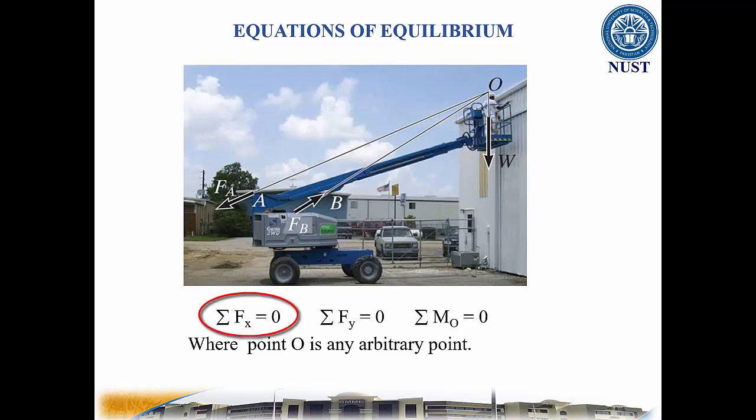Here sigma Fx and sigma Fy represent respectively the algebraic sum of the x and y components of all the forces acting on the body. And sigma M_O represents the algebraic sum of the couple moments and the moments of all the force components about the z-axis, which is perpendicular to the xy plane and passes through the arbitrary point O. Please note that these equations are the ones most commonly used for solving 2D equilibrium problems.